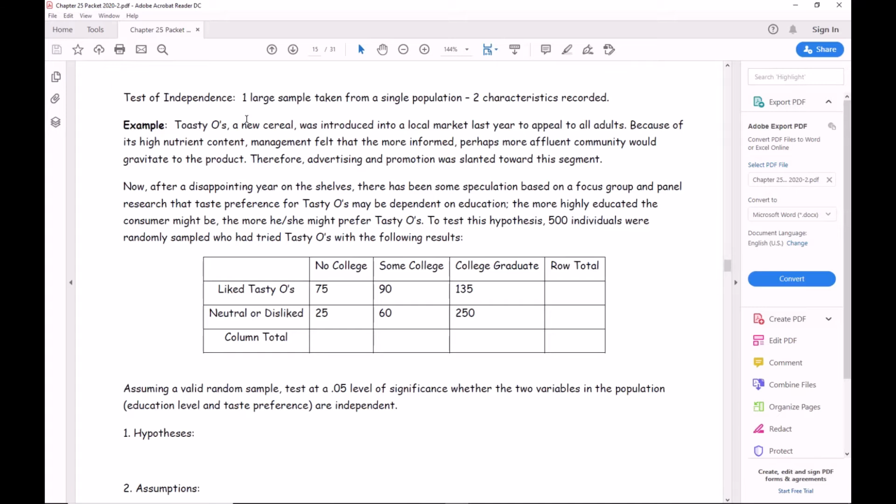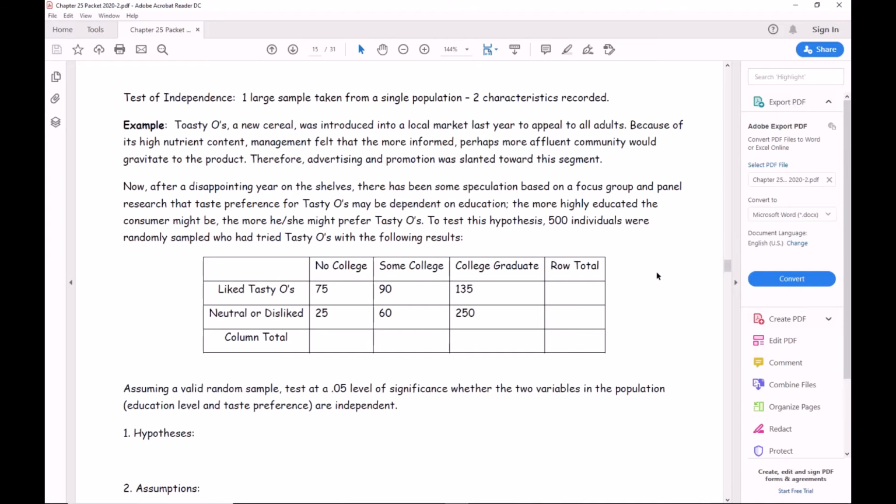Test of independence, that differed. It was one large sample taken from a single population, 2 characteristics recorded. So they just took one large sample here, split them up by education, split them up by whether they liked or didn't like this cereal. But the key to knowing if you're in a test of independence are the key words.